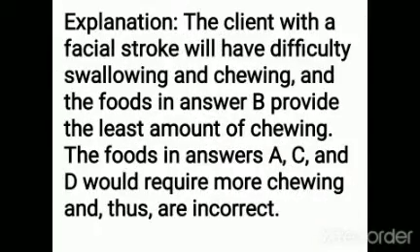Explanation. The client with a facial stroke will have difficulty in swallowing and chewing, and the foods in answer B provide the least amount of chewing. The foods in answers A, C and D would require more chewing and thus are incorrect.